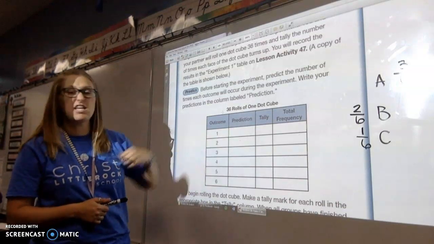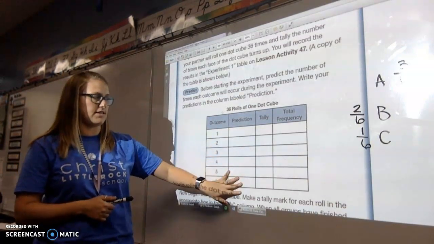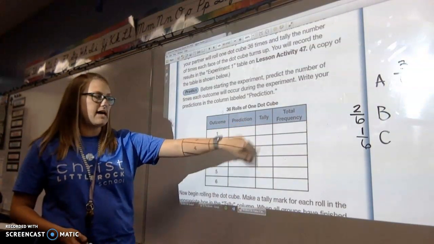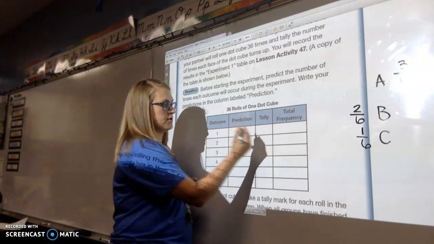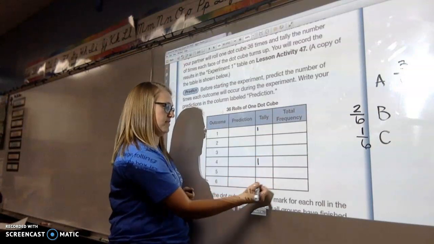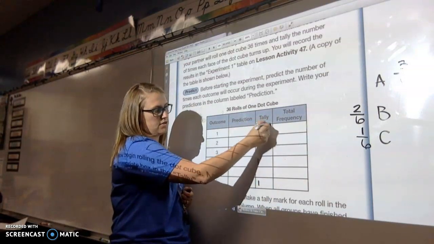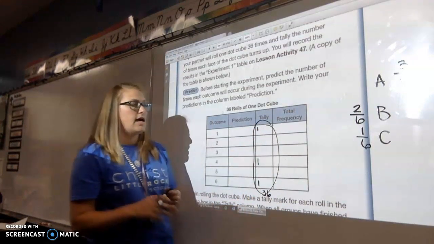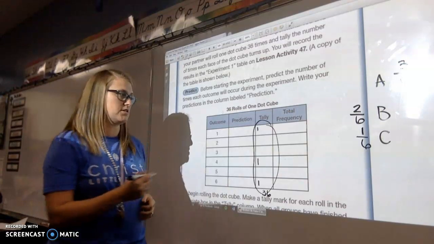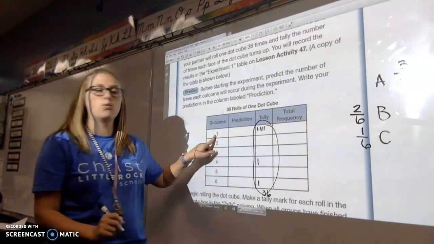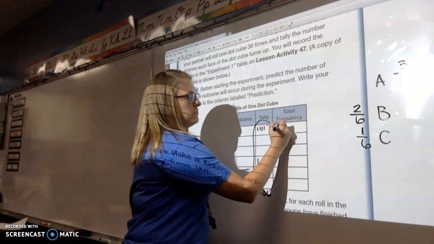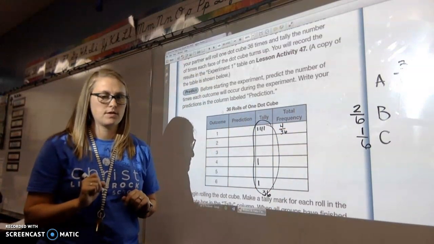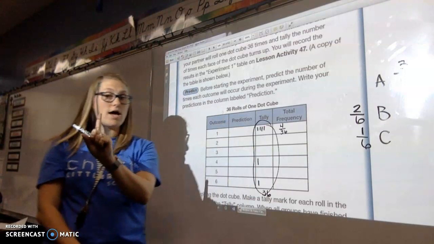So if I said, all right, I think it's going to be even, 6, 6, 6, 6, 6, I'd write that here. Now I'm going to go ahead and roll it and tally. I got a 1 this time, so I would put a tally here. I got a 4 this time, and then a 6. Technically, this should all add up to 36. The total frequency would be the fraction. So if I ended up getting four 1s rolled, my total frequency would be 4, a fraction out of 36. That's with just 1 dice.